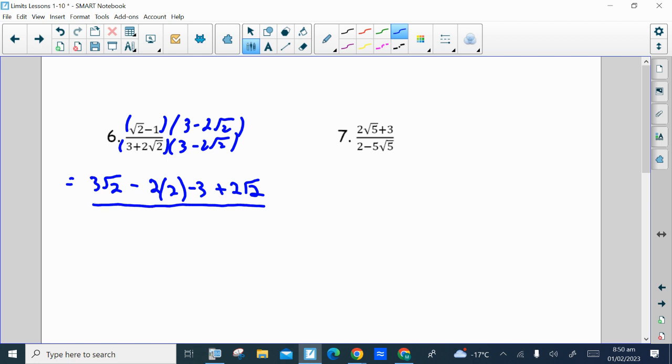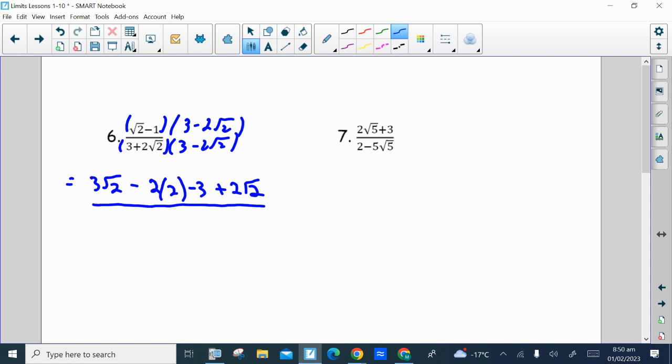And on the bottom, yes, sir. We could, but I already know that it's not going to cancel with anything. So this is going to allow us to actually simplify it more.